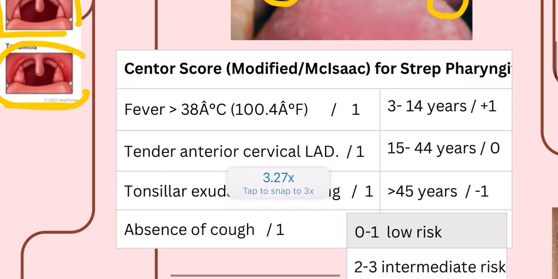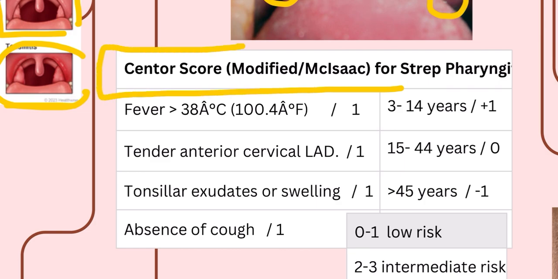Okay, so not to forget this Centor score for strep pharyngitis.